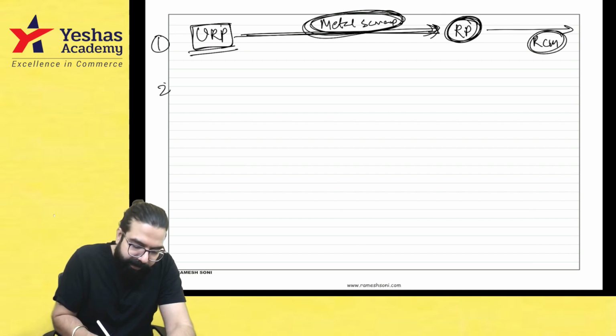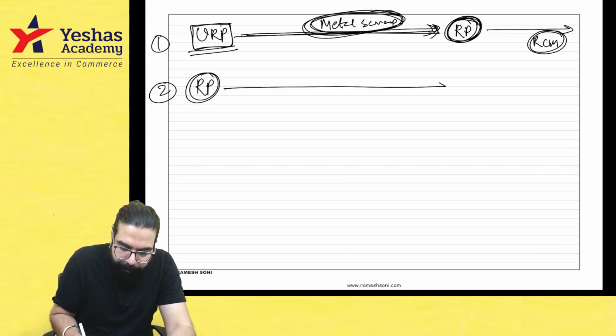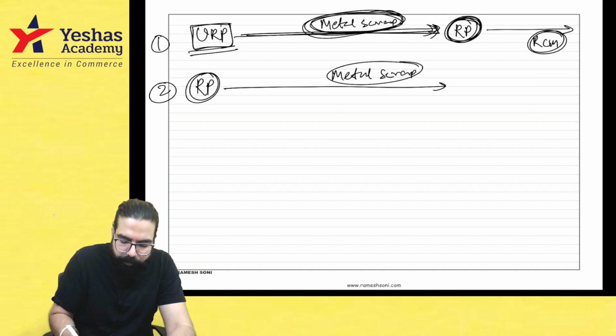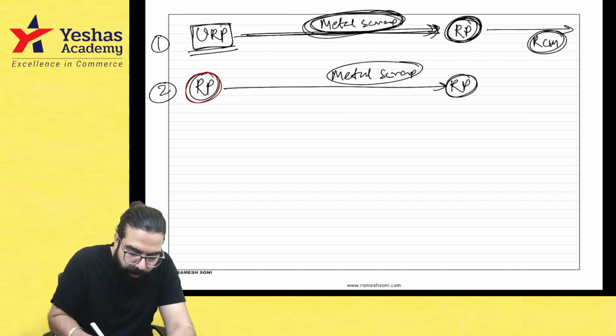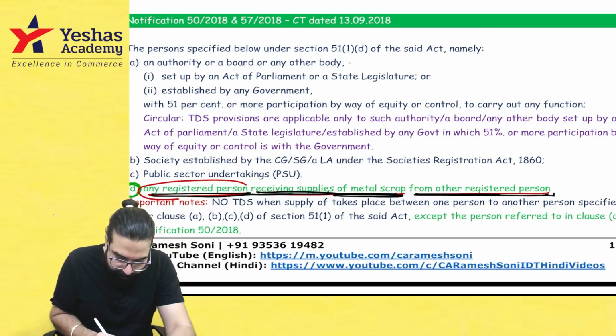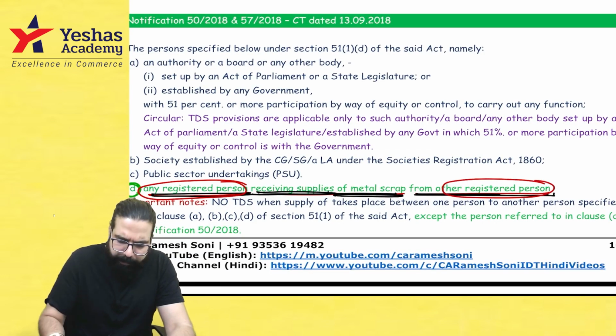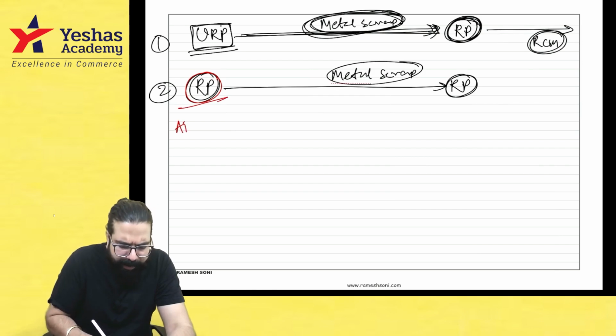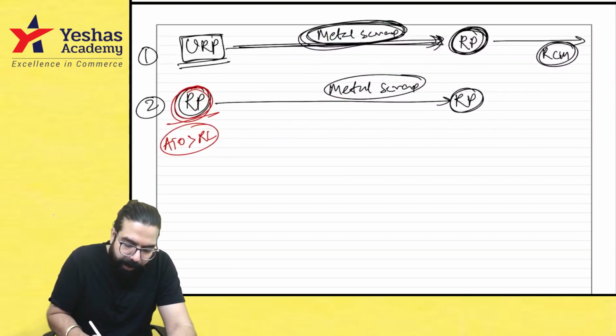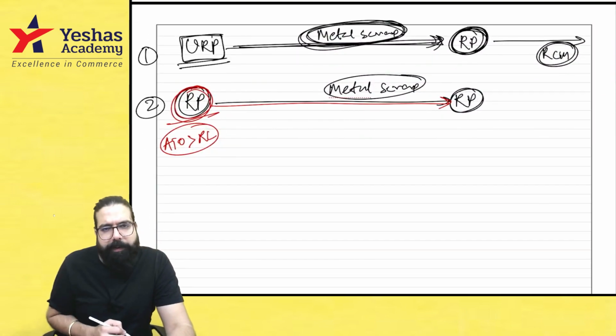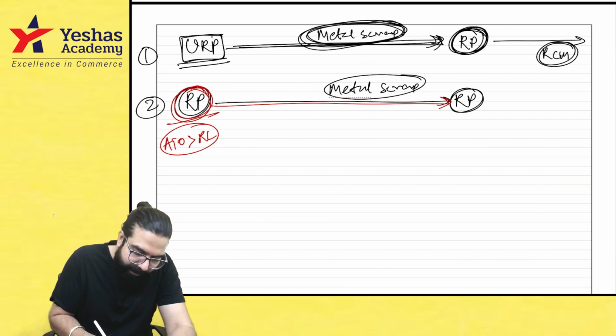Okay? Secondly, if there is a registered person and he is supplying metal scrap to another registered person, then what are they trying to tell over here? See, both are registered. One registered person, another registered person. For an example, this person's aggregate turnover went more than the registration limit. Then what will happen? This registered person will supply metal scrap to another registered person. So remember one thing, registered.